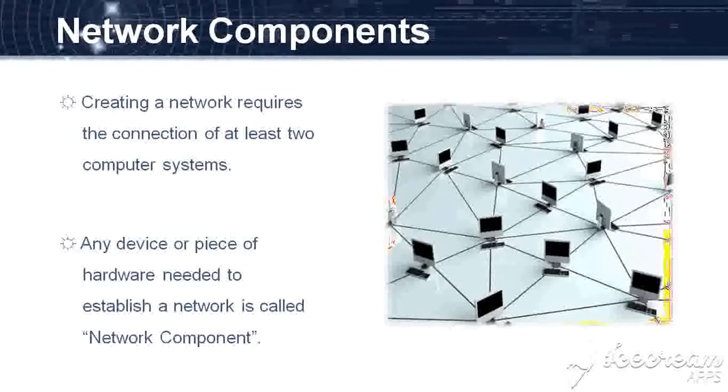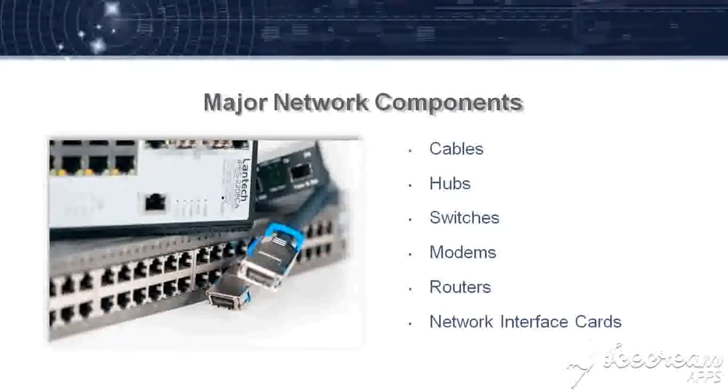Creating a network requires the connection of at least two or more computer systems. Any device or piece of hardware needed to establish a link is called network component. These are the major components of computer network: cable, hubs, switches, modem, router, and network interface card. That is also called NIC.